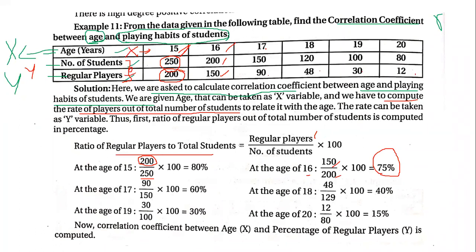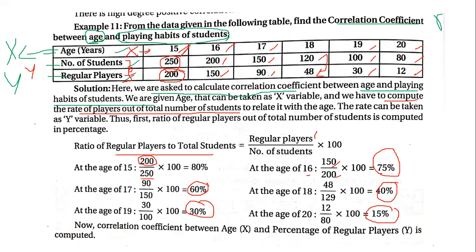Okay. Next, at the age of 17, out of total 150 students, regular players were 90. So 90 divided by 150 into 100, so 60% at the age of 17. Similarly, for 18 years, totally 120 students were there. Out of that, only 48 people are regular players. So 48 by 120 into 100 will give me 40%. And for age 19, out of total 100, 30 are regular players. So I get 30%. And lastly, for the age of 20, out of total 80 students, 12 are regular players. So only 15% of them are regular players.